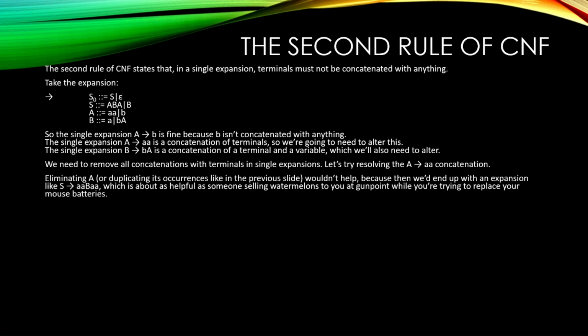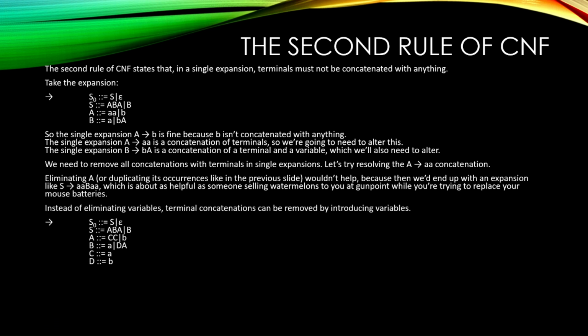So eliminating A or duplicating its occurrences wouldn't help at all, because then we'd end up with an expansion like S goes to, I don't know, terminals AA, variable B, terminals AA. So all that does is just make the terminals more complicated. It doesn't remove the concatenations. It's not very helpful.